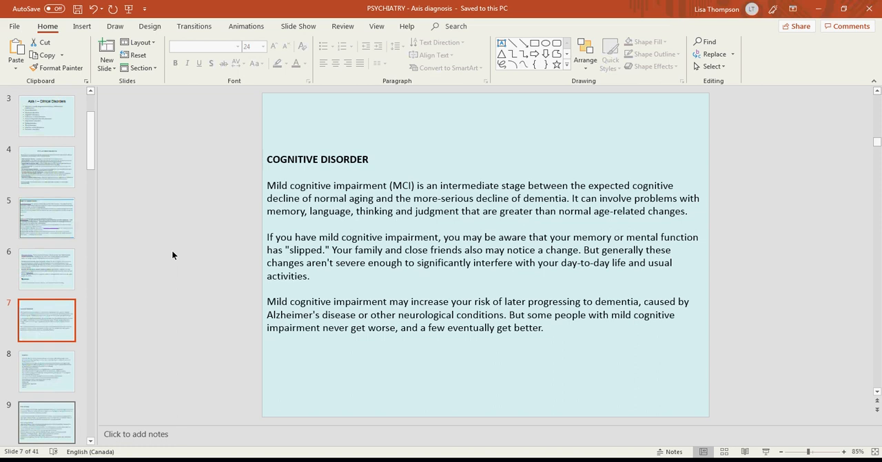Mild cognitive impairment may increase your risk of later progressing to dementia caused by Alzheimer's disease or other neurological conditions. But some people with mild cognitive impairment never get worse, and a few eventually get better.